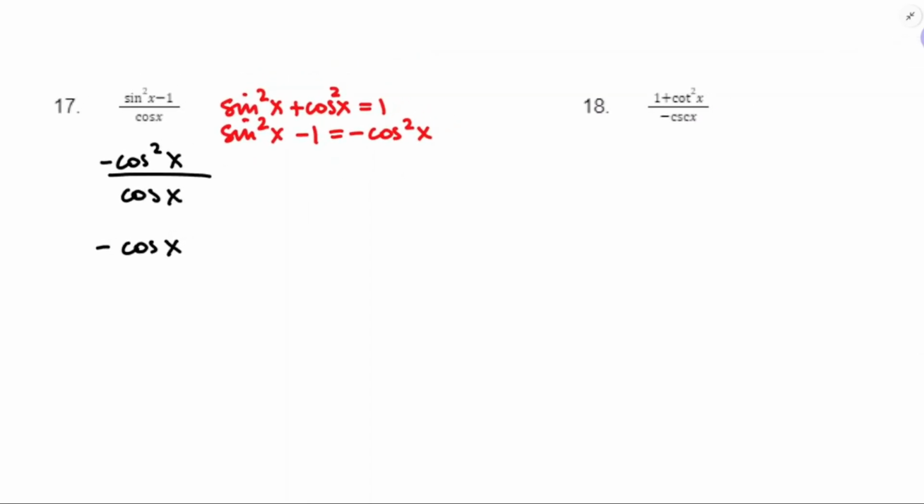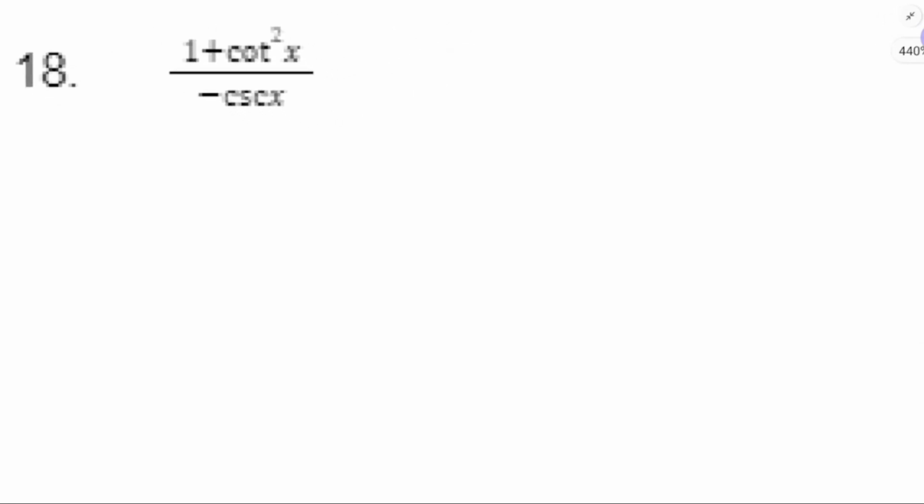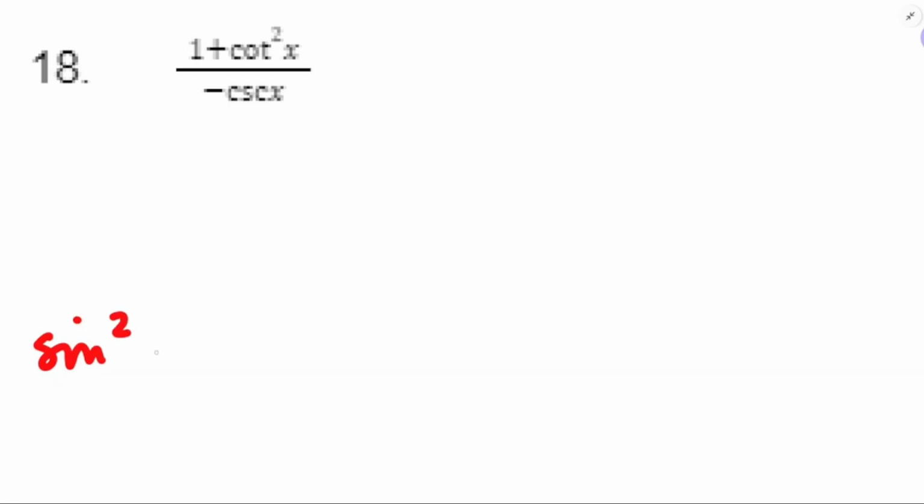For number 18, 1 plus cotangent squared. I think that's going to be cosecant squared, but it's going to hopefully work out the same as the other one, but best we be certain. Okay, divide both sides of this relationship by sine squared x.